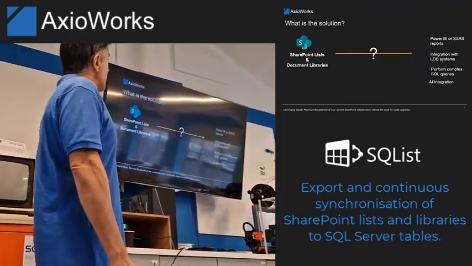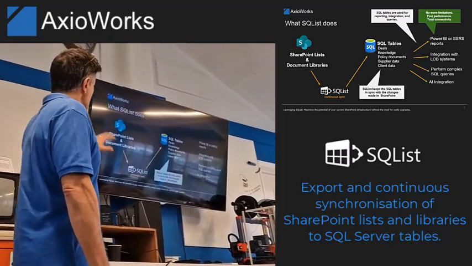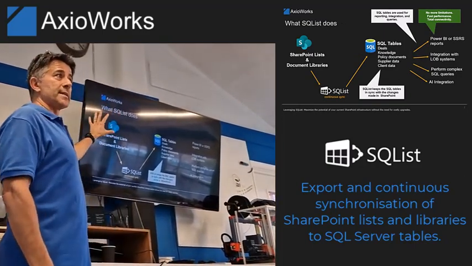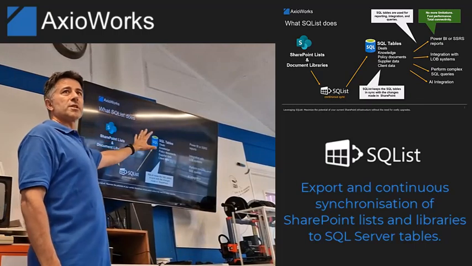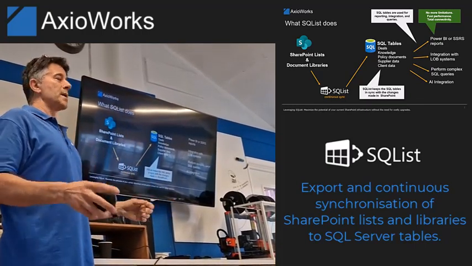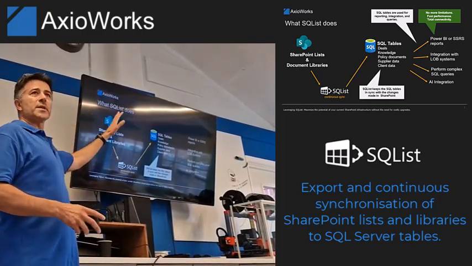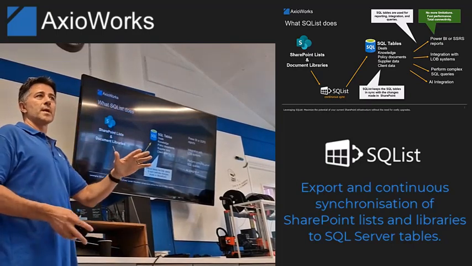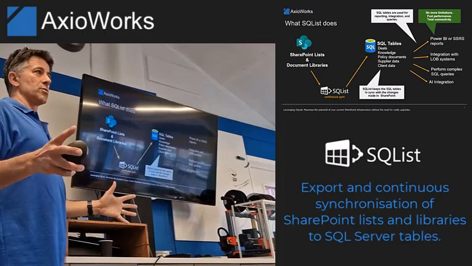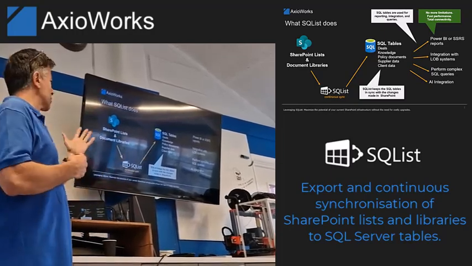So how do we solve this problem? We put in SQList. What it does is synchronize the SharePoint data, lists and libraries, into SQL Server tables. It keeps them in sync, both data and structure, so that any changes that you make in SharePoint automatically get replicated in SQL Server. You don't need to make any changes. You use SharePoint exactly as you do. You keep all your approvals, processes and everything running on top of it.